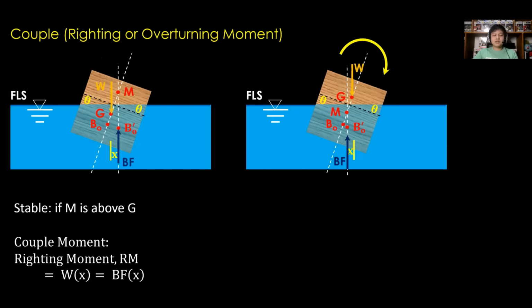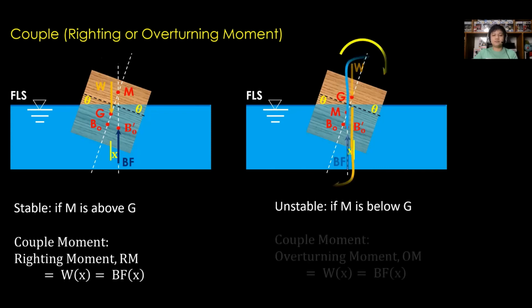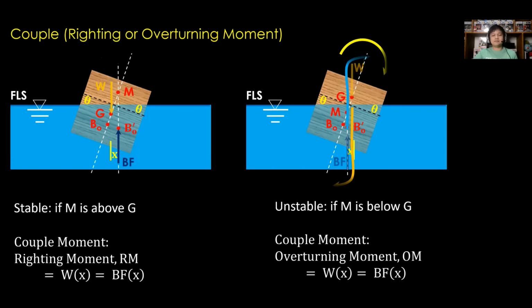Second condition is it is unstable if M is below G. Why? Because analyzing the sample, tilting rotation, clockwise for this example, the couple due to equal forces, weight and buoyant force, creates same rotation. Thus, W and BF further pushes the block to overturn and fail. For this condition, the couple moment is overturning moment, or OM, equal to W times X, or BF times X.